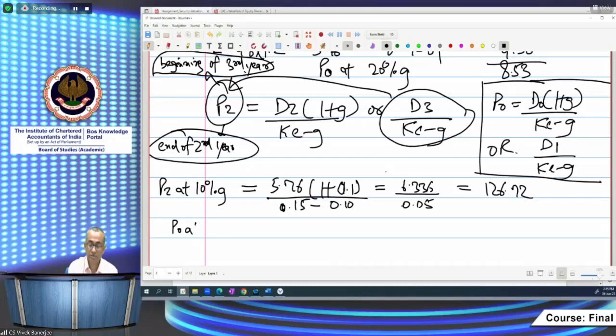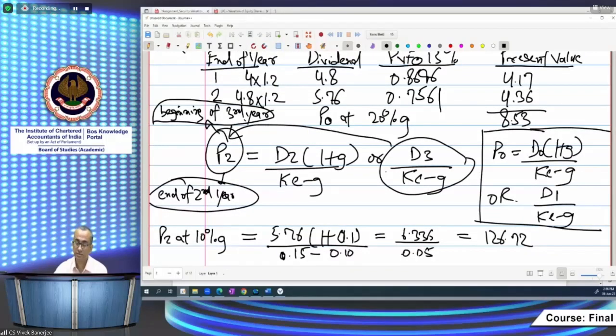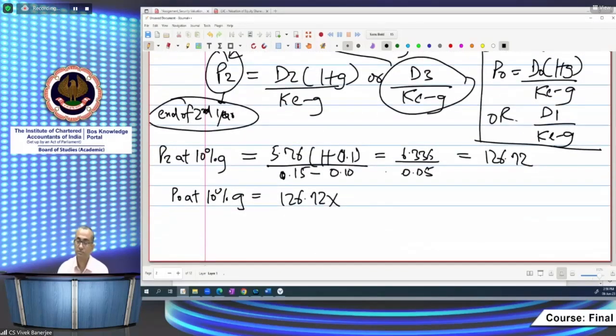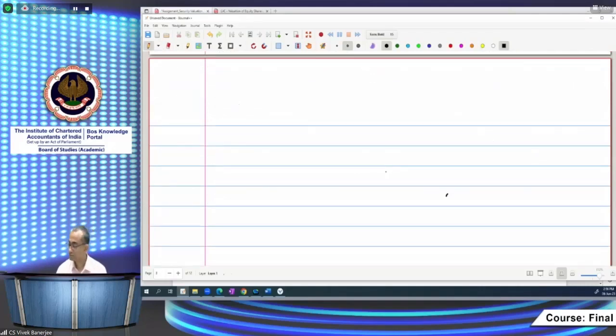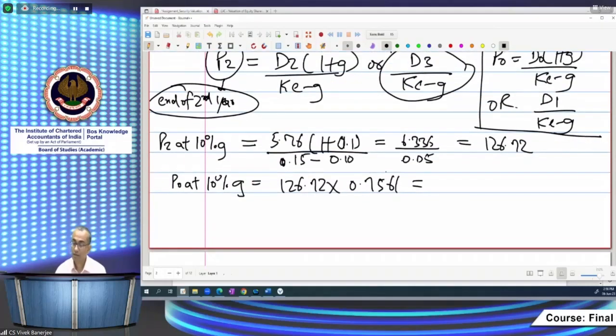So P0 at the 10% growth rate will be 126.72 multiplied by the discounting factor of the second year, which is 0.7561. So it will be 95.81. It is actually coming to 95.81.